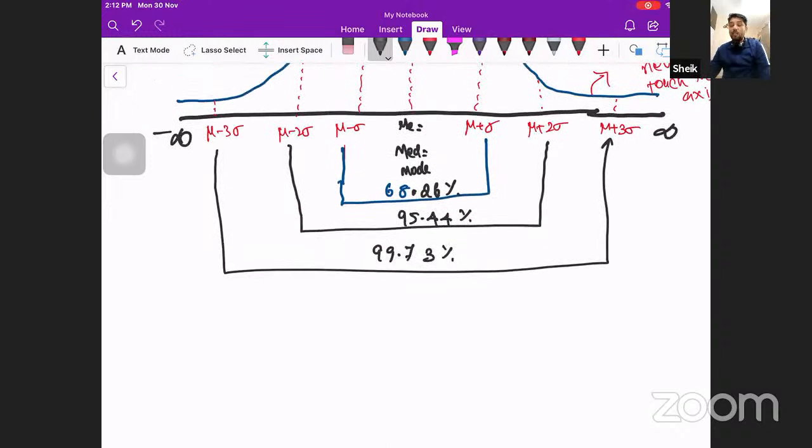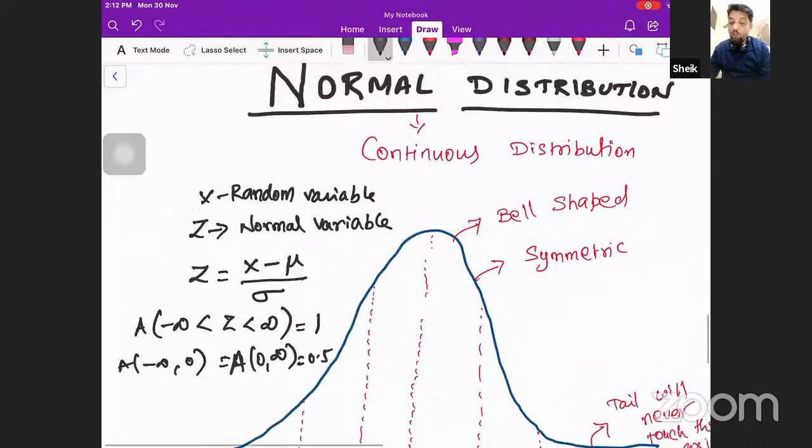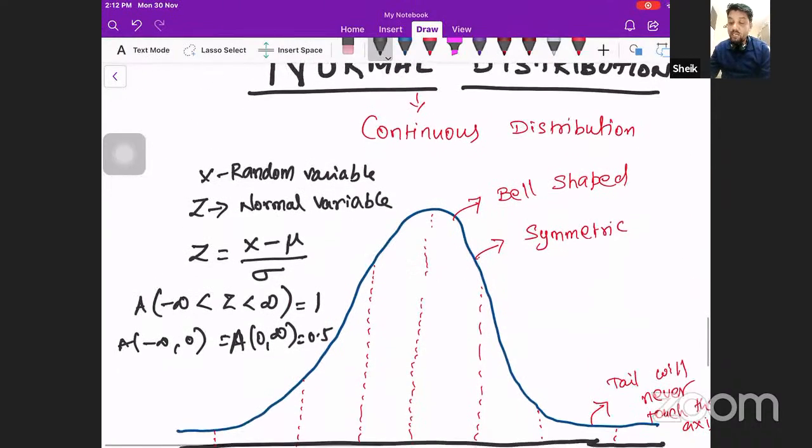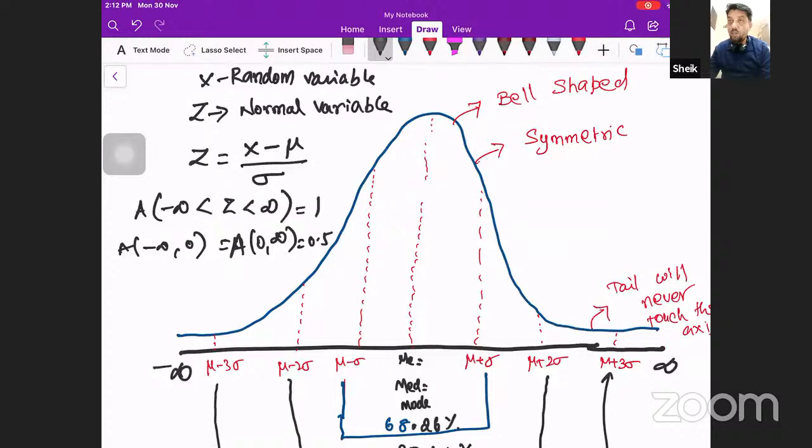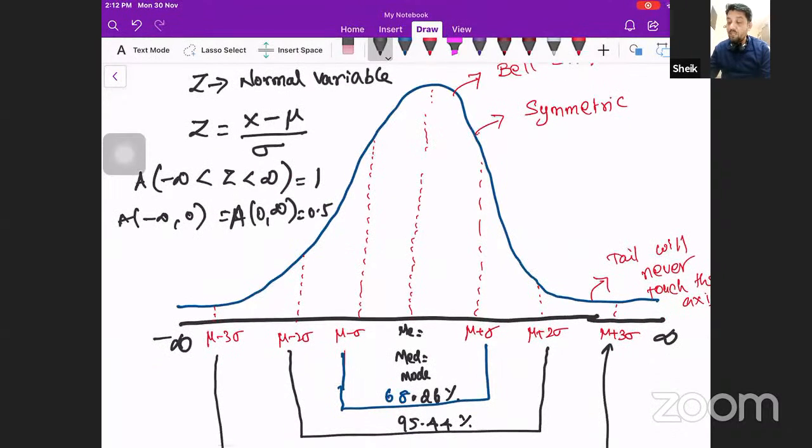Once again, let me tell you, normal distribution is a continuous distribution, and it's a bell-shaped curve. Symmetric means mean is equal to median is equal to mode. The tail will never touch the axis. The complete area is 1. The area between minus infinity to 0 and 0 to infinity is 0.5. x is the random variable and z is the normal variable, and z equals x minus mu by sigma.